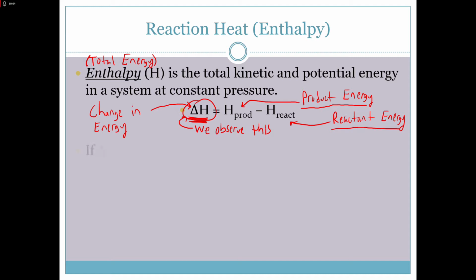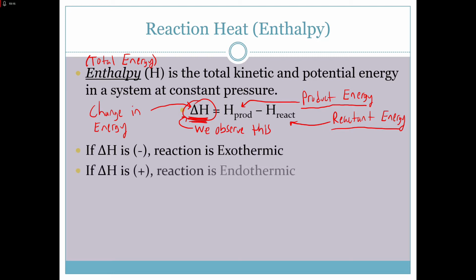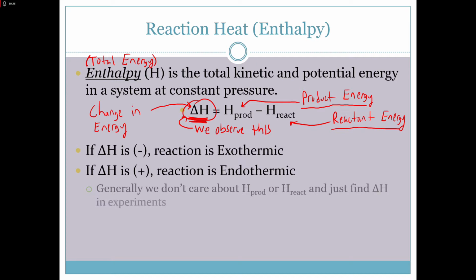So in a chemical reaction, if the change in energy is negative, then the reaction is exothermic. You sort of think of it as the reaction loses energy to its surroundings. If delta H is positive, the reaction is endothermic, which translates to the reaction gaining energy from the environment.